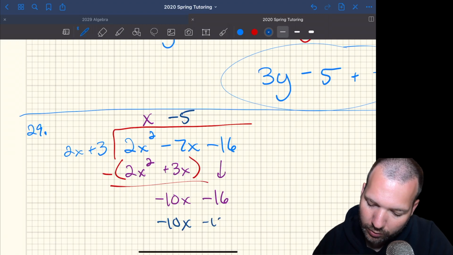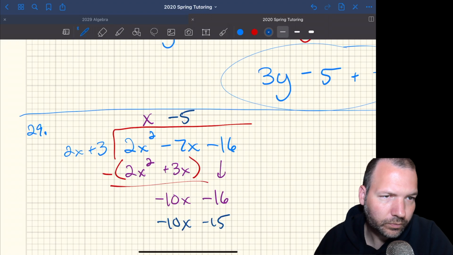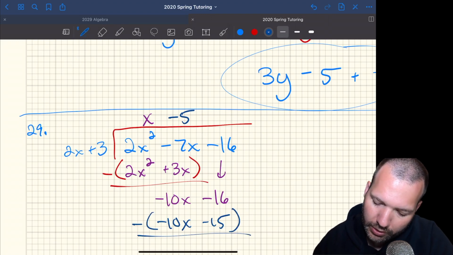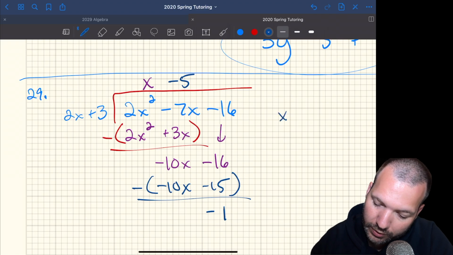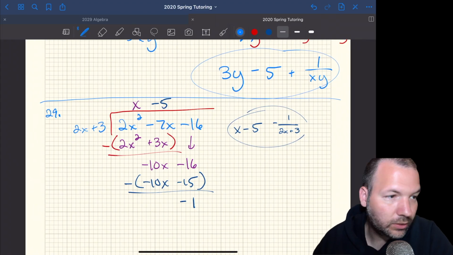Those match. They always should. Negative 5 times 3 is negative 15. And so I'm going to subtract here. Negative 16 minus negative 15 is really plus 15, which is negative 1. That's my remainder. So I get x minus 5 minus 1 over 2x plus 3. That's the answer to 29.